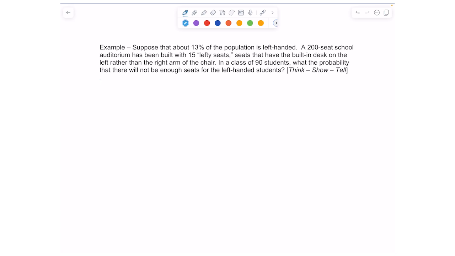So if you'll recall, the first thing you need to do is check your assumptions. And the first is the independence assumption. So it's pretty reasonable to assume that the enrollment of one left-handed student doesn't affect the other left-handed students from enrolling, right? So my independence assumption is satisfied.